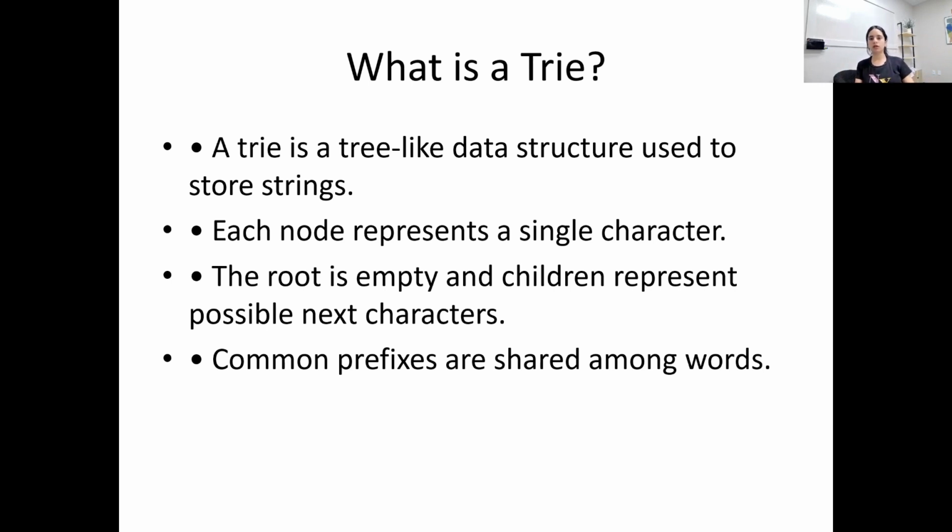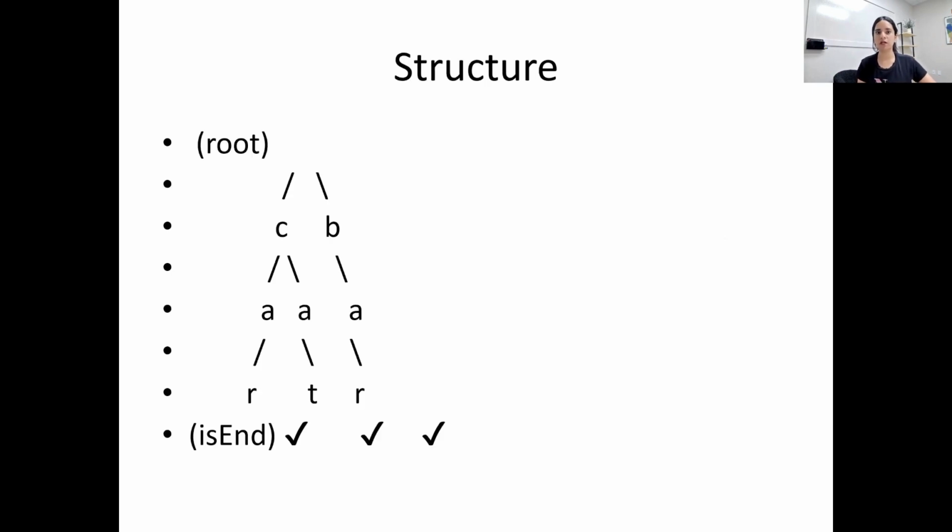Before I talk a little bit more about tries, I just want to show you the structure of what a trie looks like so that you can form a mental image of it. In a trie, the root is usually empty, and then you can store characters from it. So the root is going to be empty, and then if you want to store, for example, a string called car, you will insert a letter C and then A and then R.